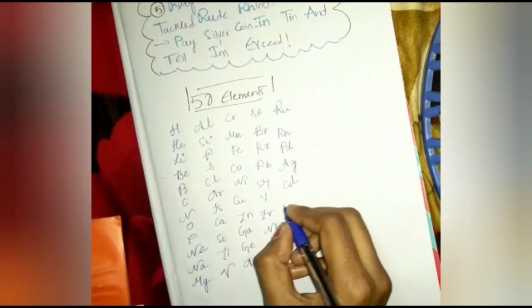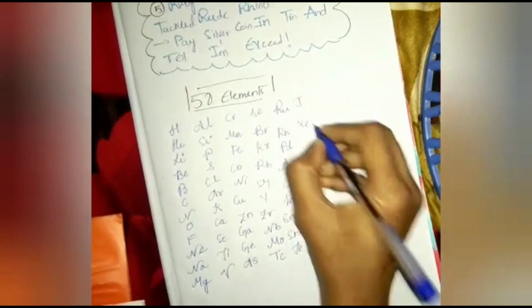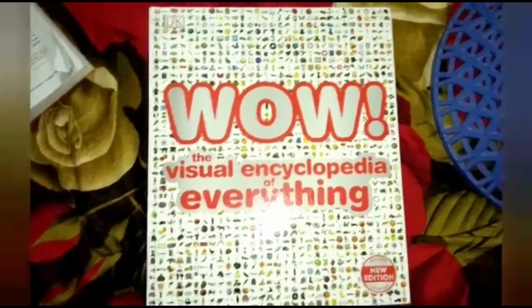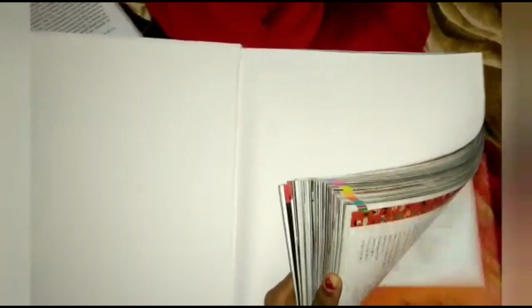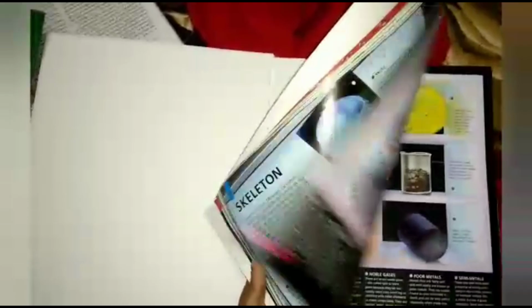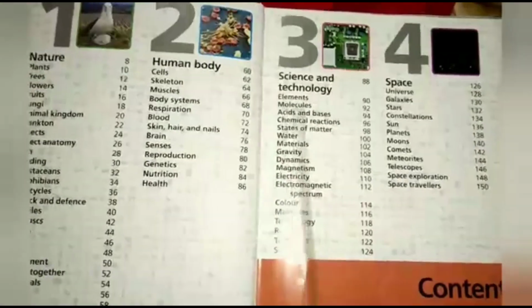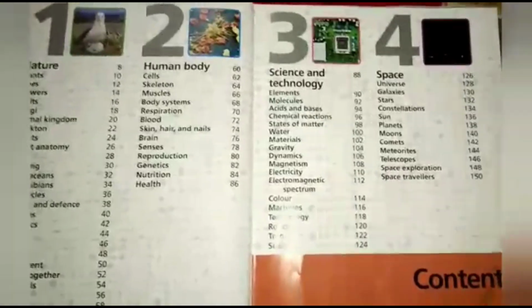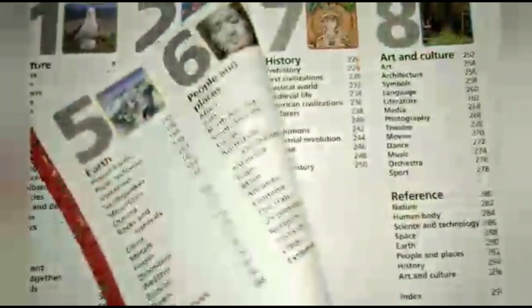Now why I'm showing this book: it is a science book covering chemistry, physics, biology, zoology, botany, all of these. In that book there is a topic on elements. So I want to show you the elements in the book. Here they provide information about the elements.